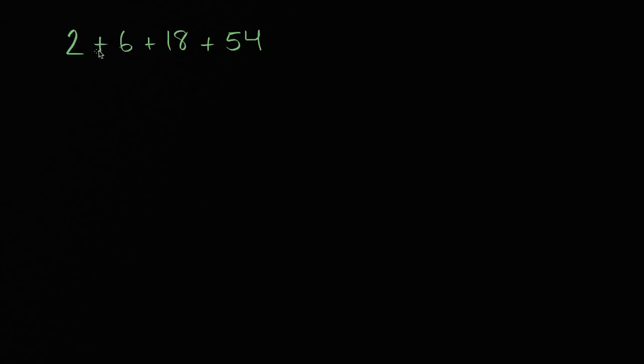To go from 2 to 6, we could say we're adding 4, but then when we go from 6 to 18, we're not adding 4 now. We are now adding 12. So it's not an arithmetic series. But let's see, maybe it's geometric.